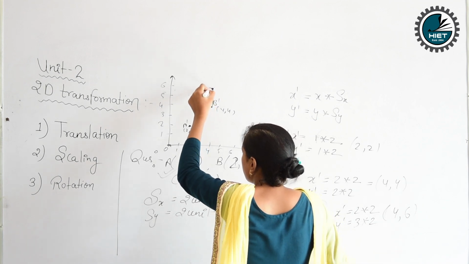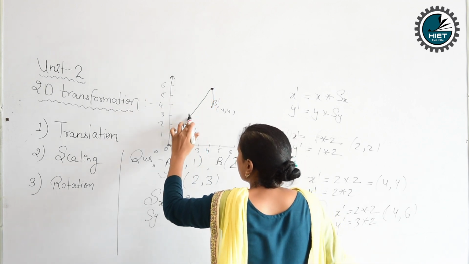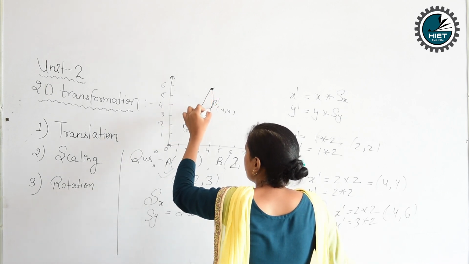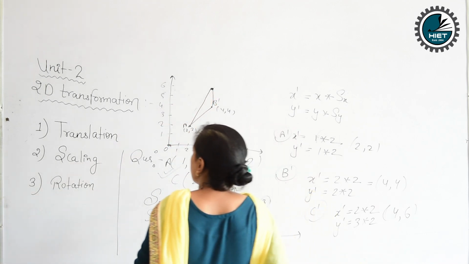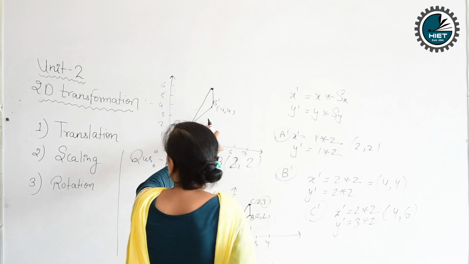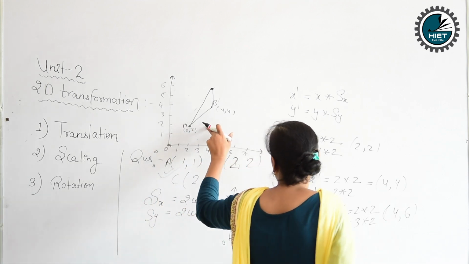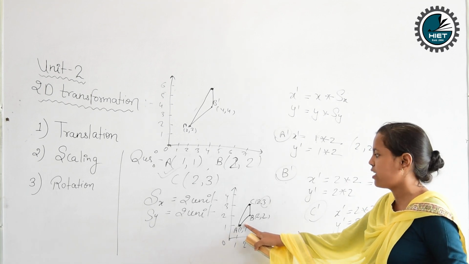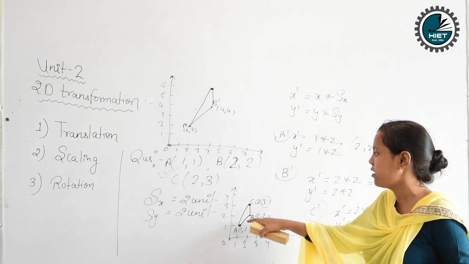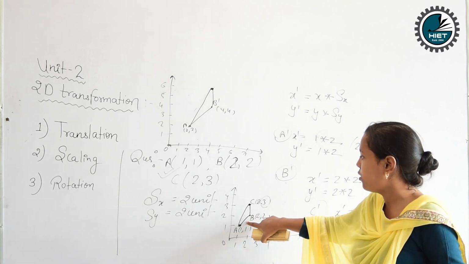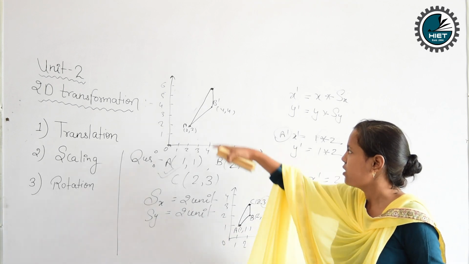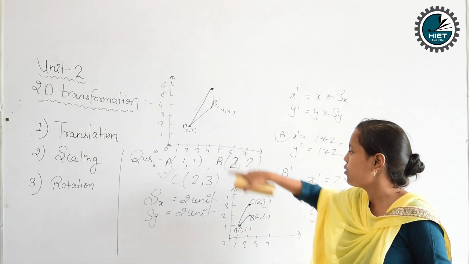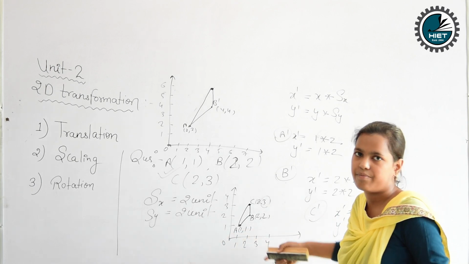So this is the new object after scaling. We are performing the scaling on that particular object. So you can see that this is the old object and this is the new one, the result of the increment after scaling on the old object.